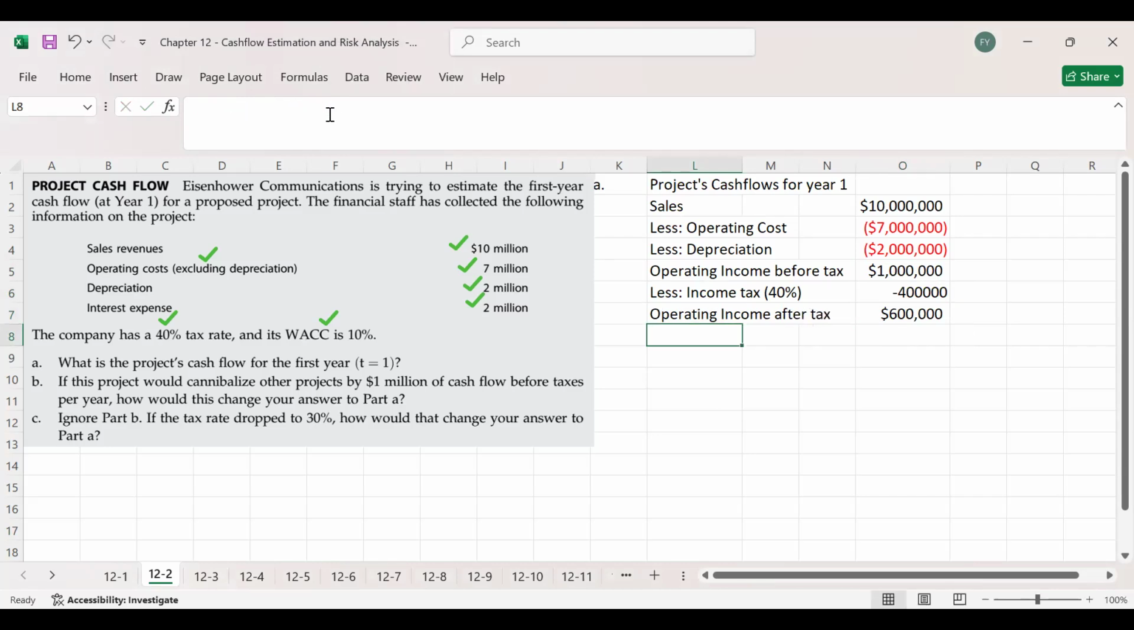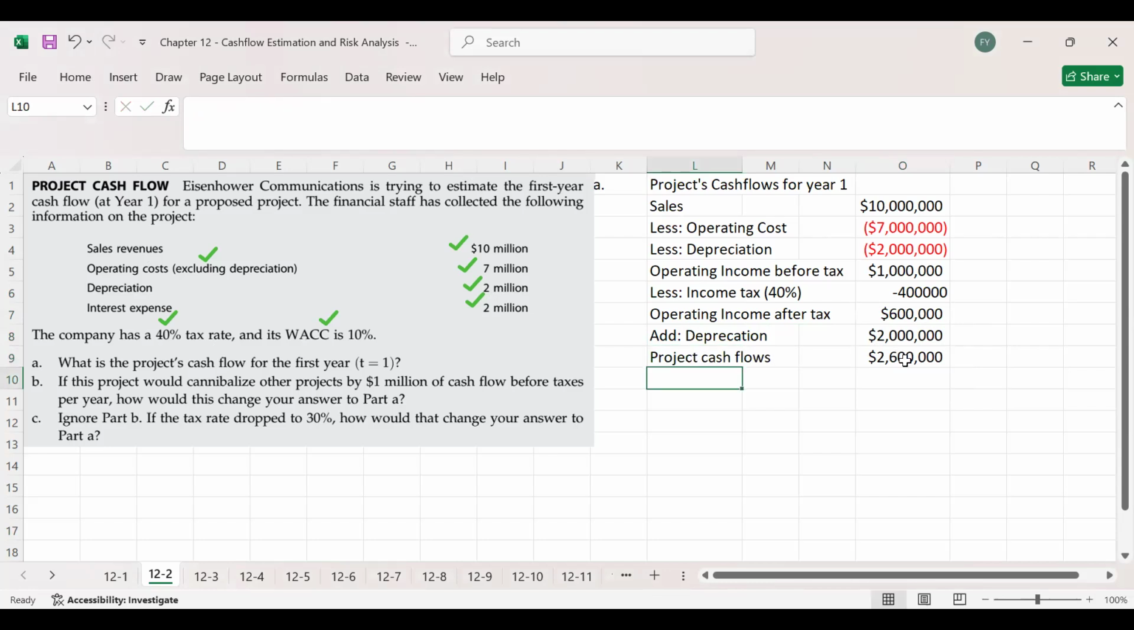Then now we are going to add back depreciation. Depreciation amount is 2 million. So when we add these two, we get project cash flows or project operating cash flows.